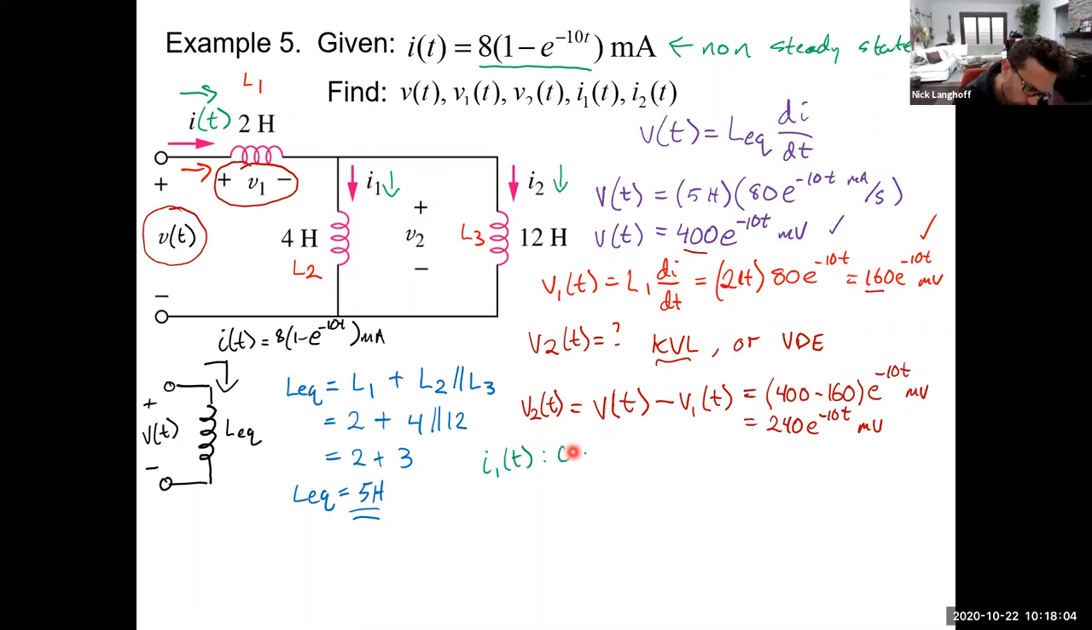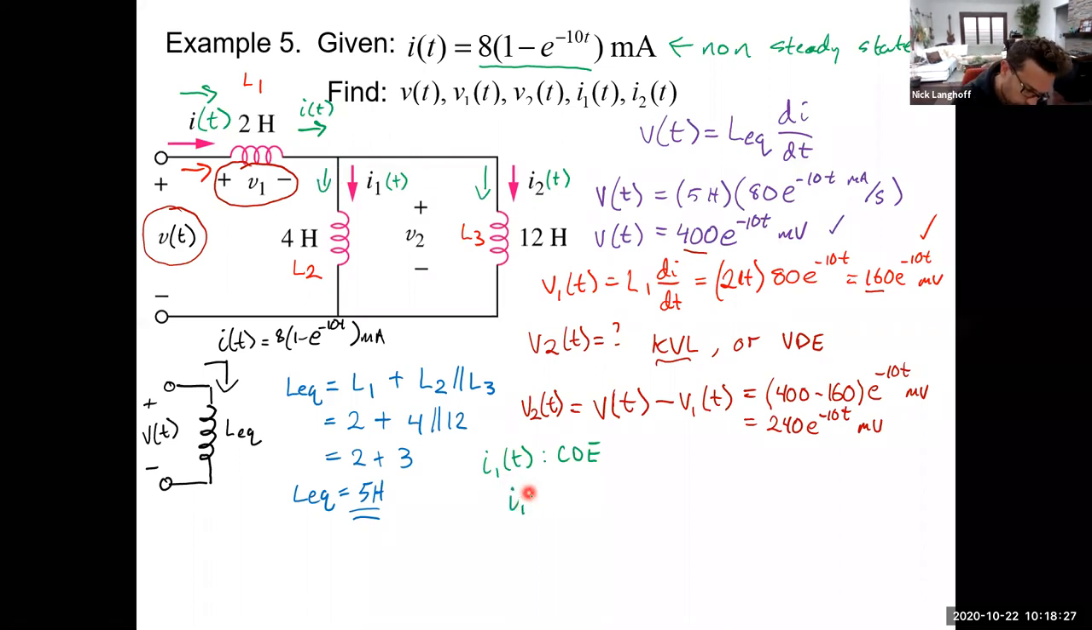We can find this with current divider, right? Because I of t is coming into this node, and then it's going to split and go down through I1 of t and I2 of t, right? These currents. It's going to split between those. So we can find that.